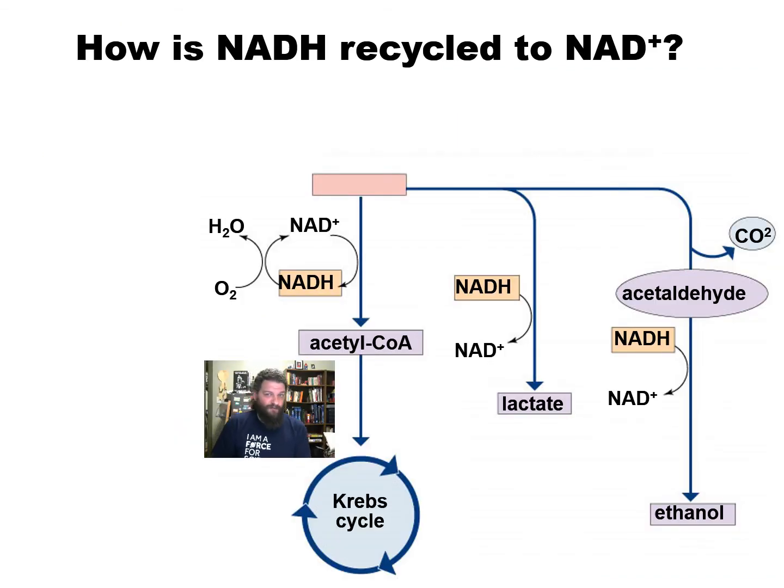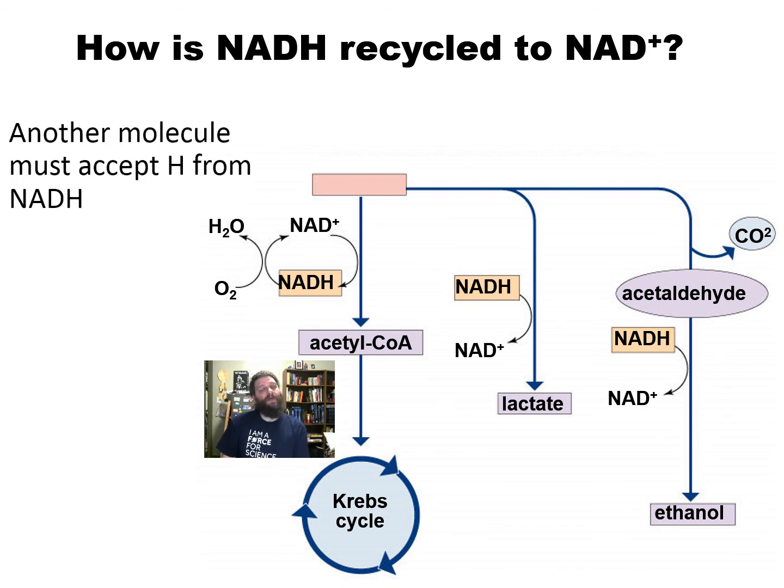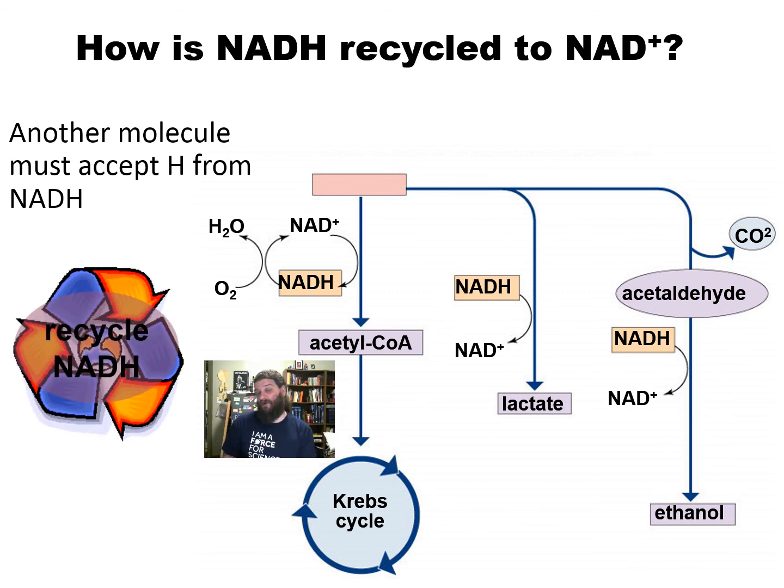There are a few different pathways that different organisms can utilize to recycle NADH back into NAD. But the bottom line is another molecule has to act as that hydrogen, as that electron acceptor, in order to recycle that NADH back into NAD. Each pathway is always going to start with pyruvate. That is the end product of glycolysis.